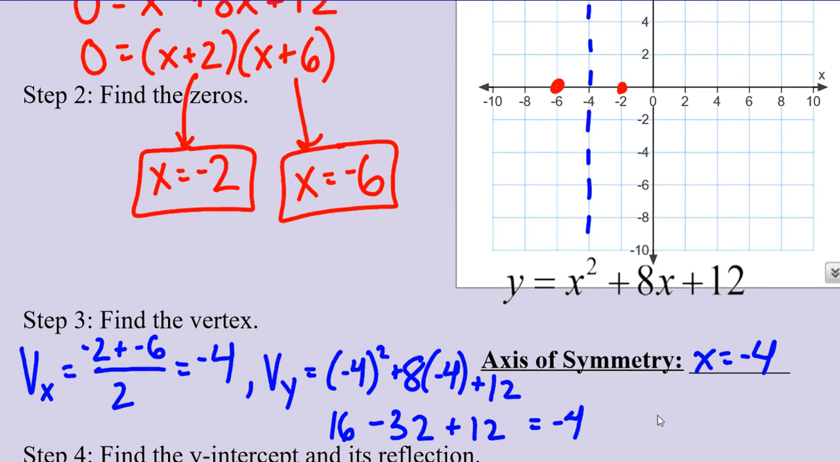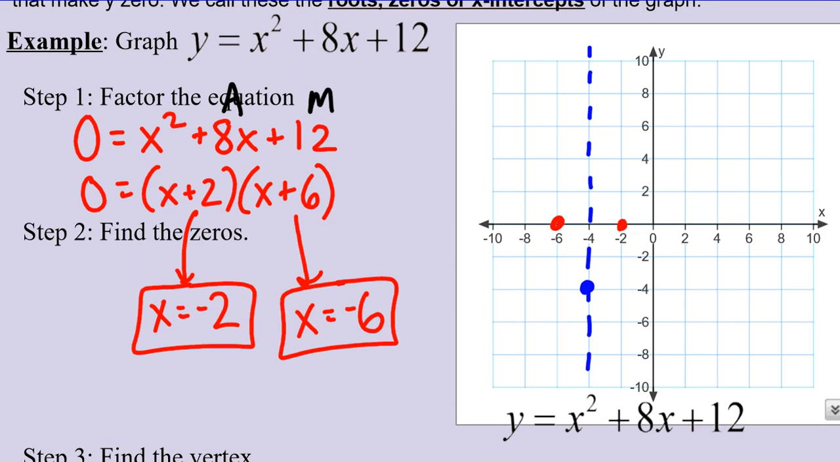So negative 4, negative 4. It doesn't always work out to be like that, but it is in this case. So the vertex is negative 4, negative 4. I want to check and make sure that we did that right real quick. So negative 4, just double checking.